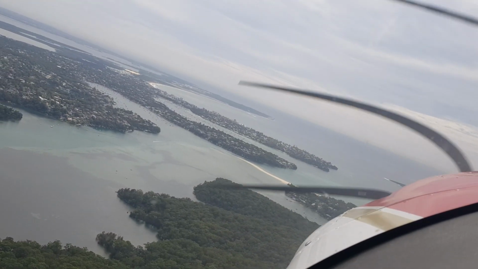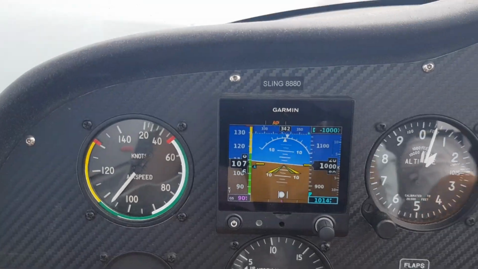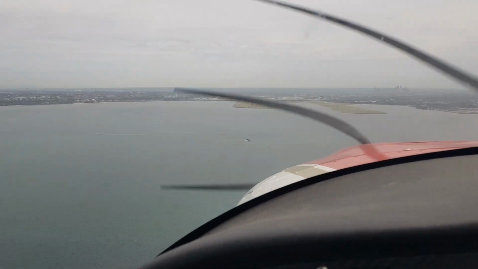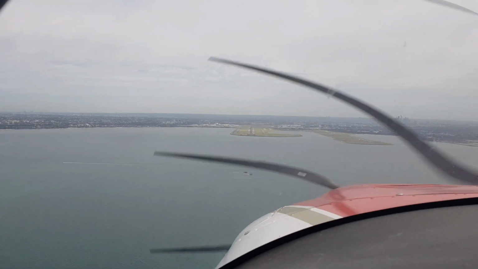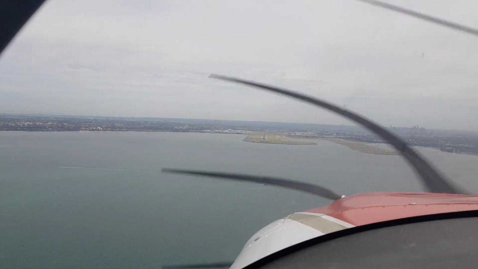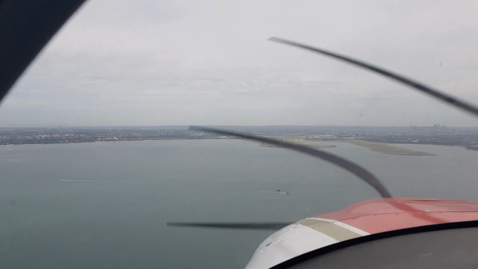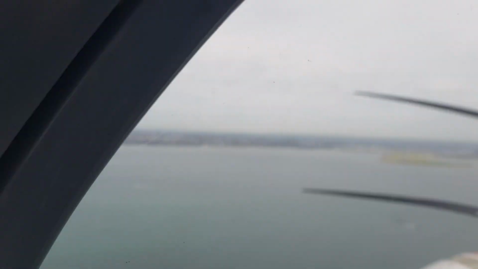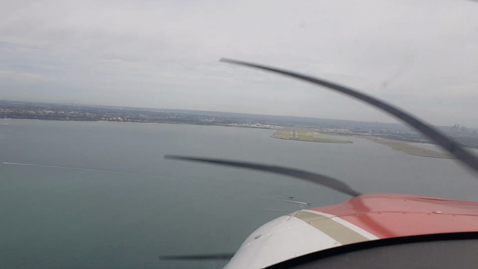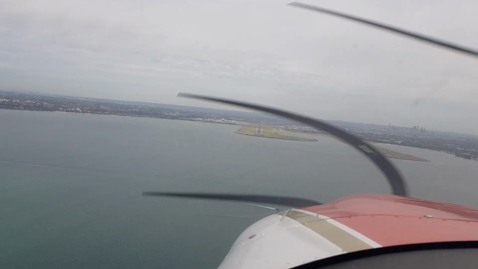But the reason why they separate these frequencies in busy airports like Sydney is because there'll be lots of different airplanes at different stages of the landing process. And if you just use one frequency, there's a risk that they might all be talking over each other. And we don't want that, because you might miss an instruction and possibly collide with someone.